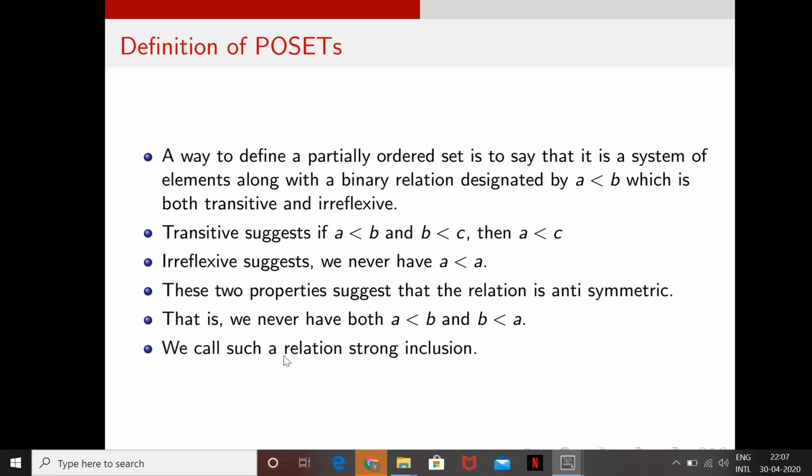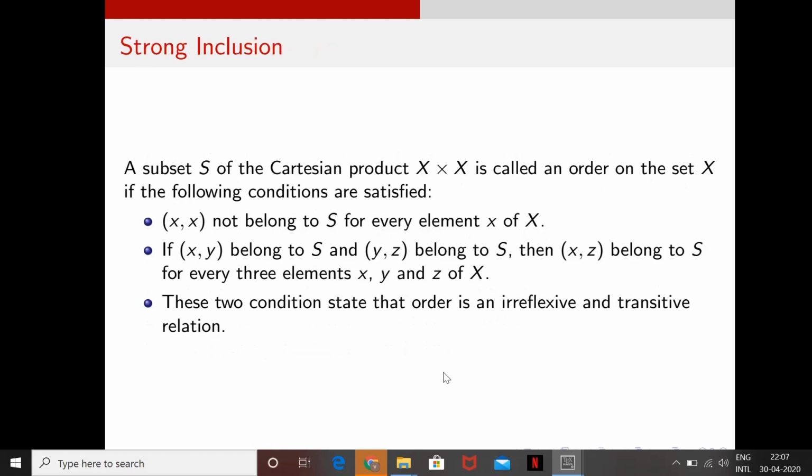Now we never have both A less than B and B less than A. We call this relation a strong inclusion. Now let's understand in a different slide what strong inclusion is.